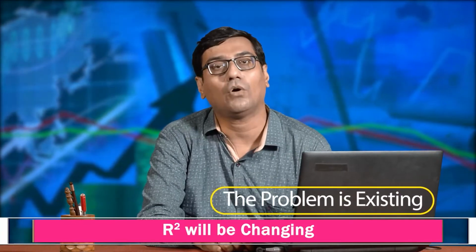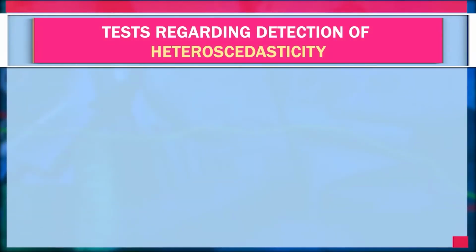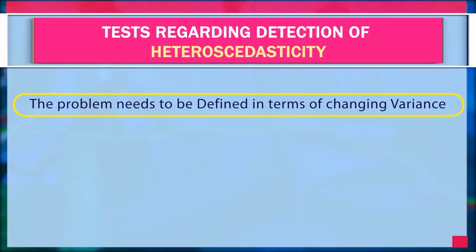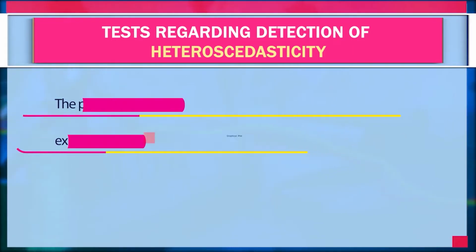So all these questions identify the degree or intensity of the problem of heteroskedasticity, and thereby the test is required to understand its severity and also to confirm the presence of this problem. So basically, we want to go for two important ideas. First of all, the problem needs to be defined in terms of changing variance. Then we want to explain the detection of the problem, which can be done through graphical plotting.